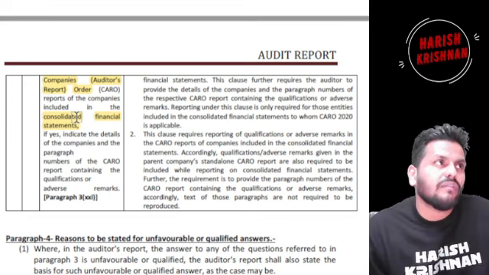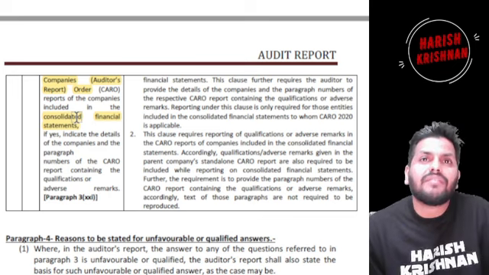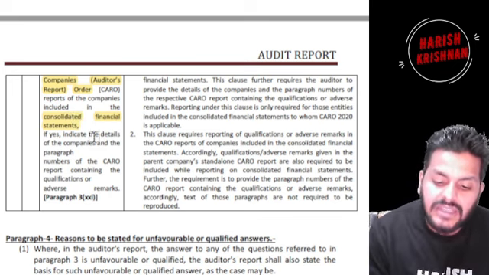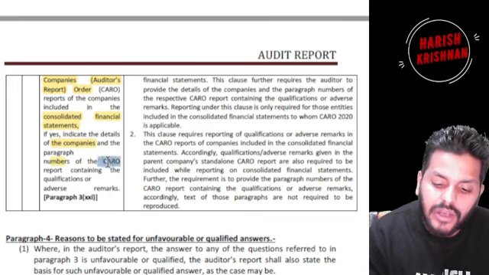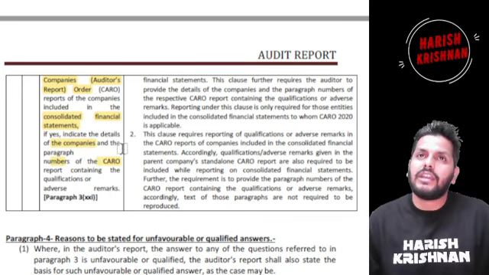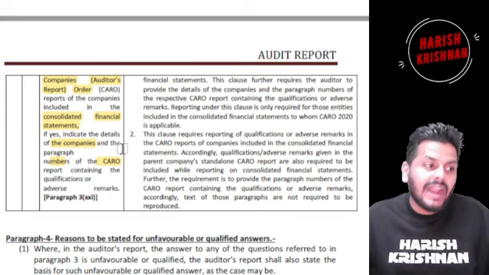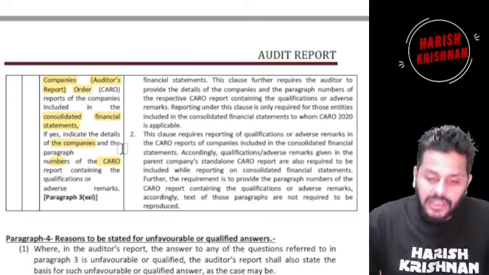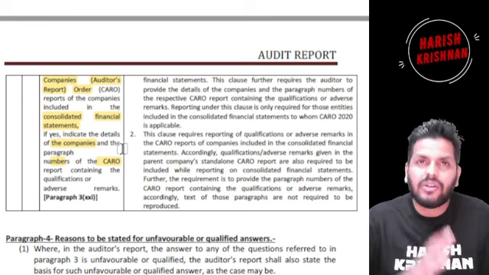No, sir, none of the auditors of those entities gave any qualified report. Cool. But if they have given, then indicate the details of those companies in the paragraph numbers of the order where such qualifications or adverse remarks have been given. Okay, so in the standalone companies' reports, if there is anything, then we must be bothered about that as well, and we have to report that.